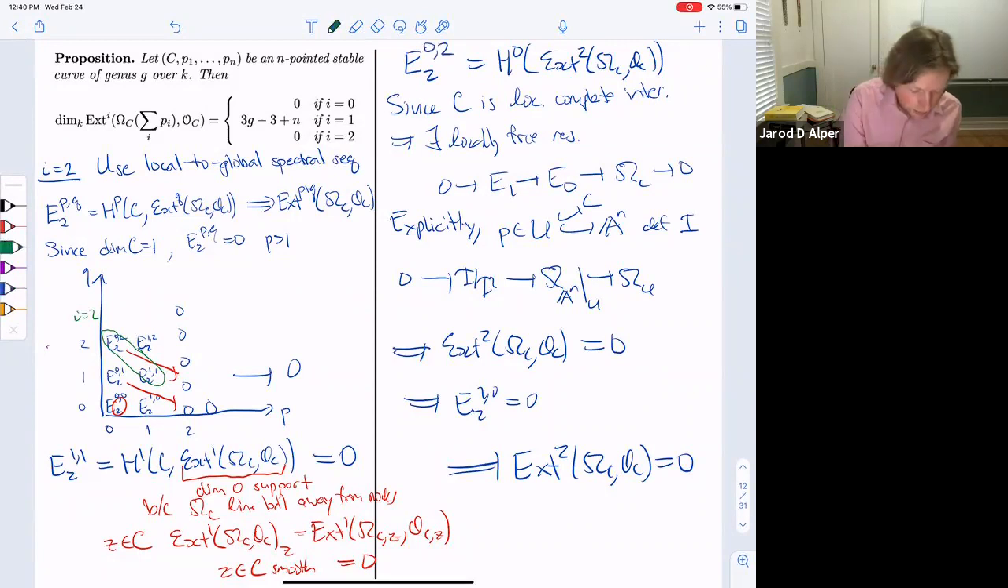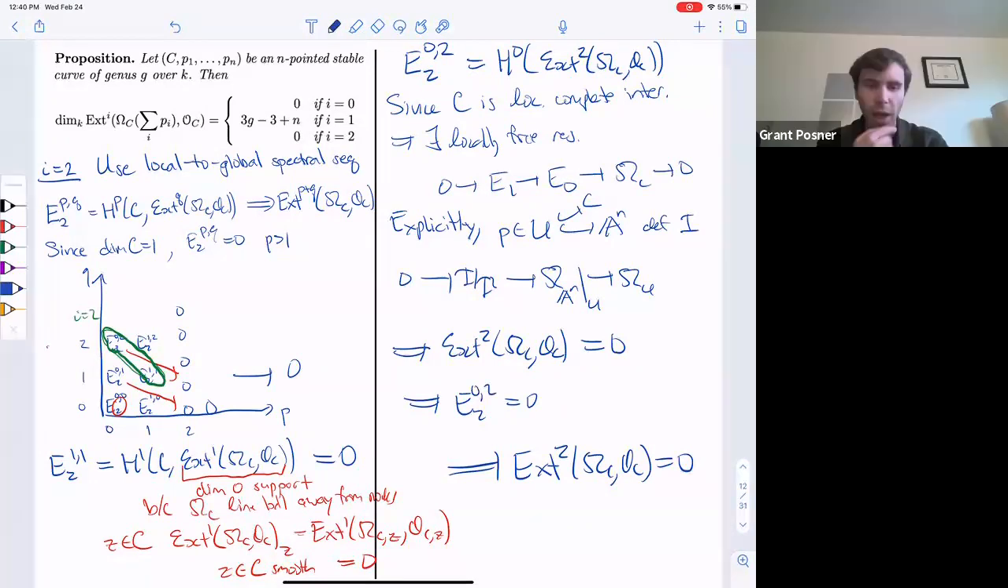Right, we're after, let me highlight it over here. We're computing what's in the green here. It's E_2^{0,2}, and so this is also 0. I think that was the only mistake, right? In the indexing. Oh yeah, I think that's right then. Okay, yeah, it makes sense. Thank you, Grant.